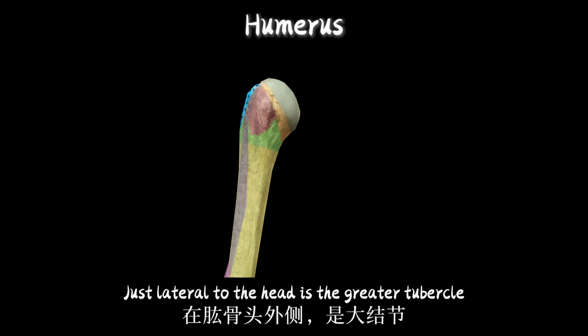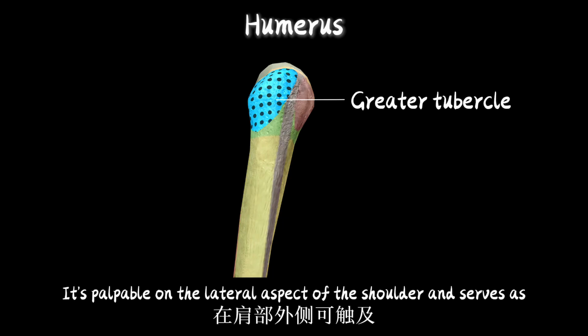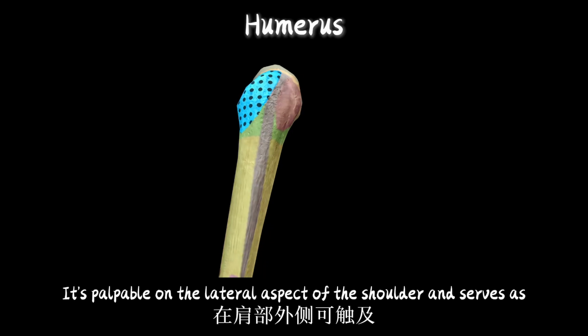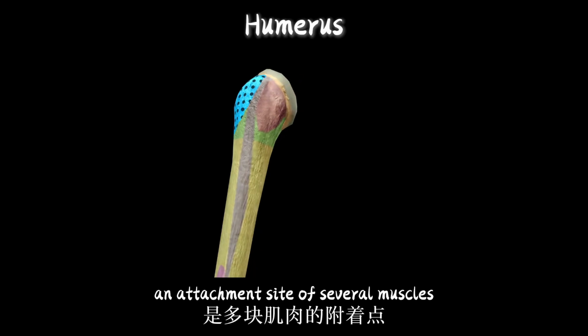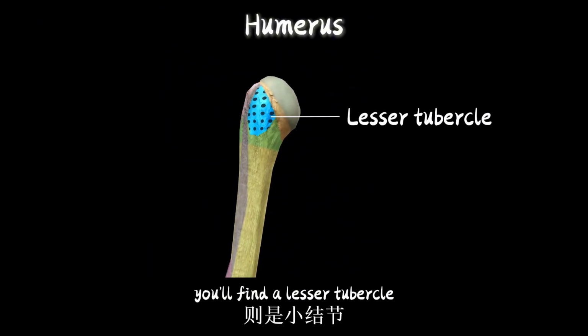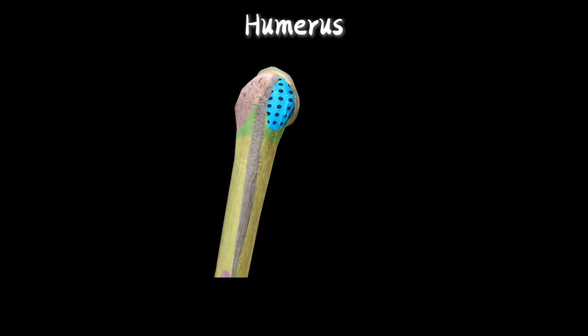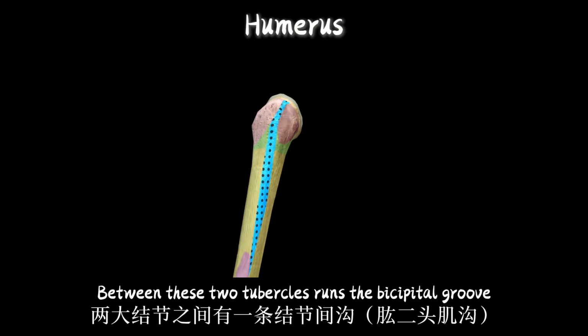Just lateral to the head is the greater tubercle, the larger of the two prominences. It's palpable on the lateral aspect of the shoulder and serves as an attachment site of several muscles. Anteriorly, you'll find the lesser tubercle, smaller but equally important for muscle attachment. Between these two tubercles runs the bicipital groove.